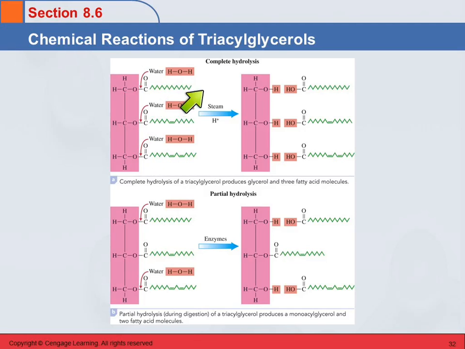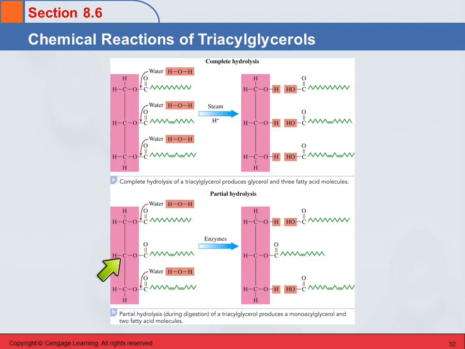So when we do complete hydrolysis, and this is in an acidic environment, what happens is we're adding water back into this ester bond. And so the water adds between the oxygen and the carbon, and we get back the glycerol and three fatty acids. That's what would happen in the lab.